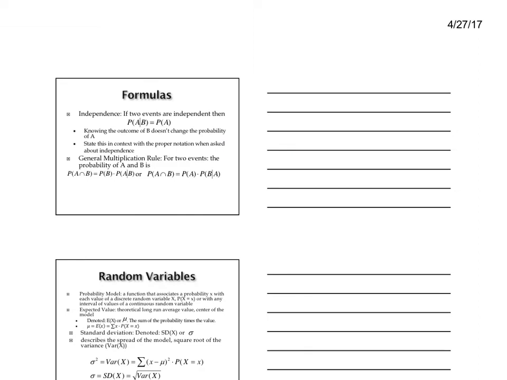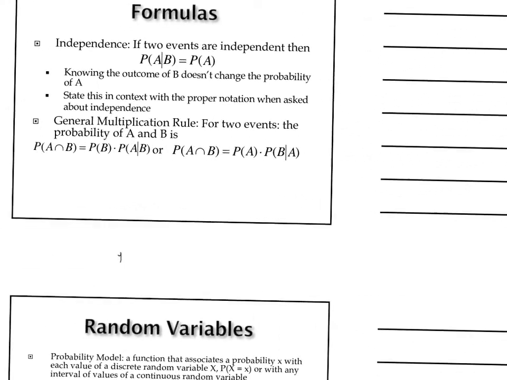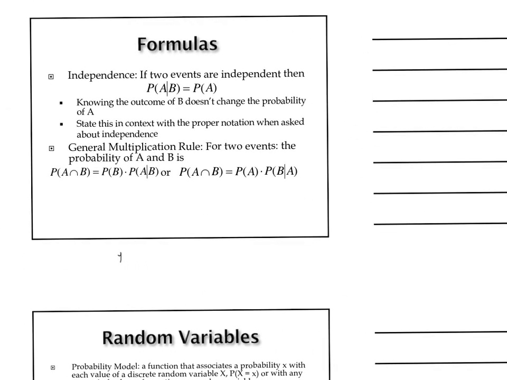Our independence formula, I kind of mentioned this on the last slide: two events are independent if the probability of A given B has happened is the same as the probability of A happening, because what that means is knowing that B happened didn't change the probability of A happening. We want to state it in context with the proper notation when asked about independence, and sometimes we're actually doing this calculation.